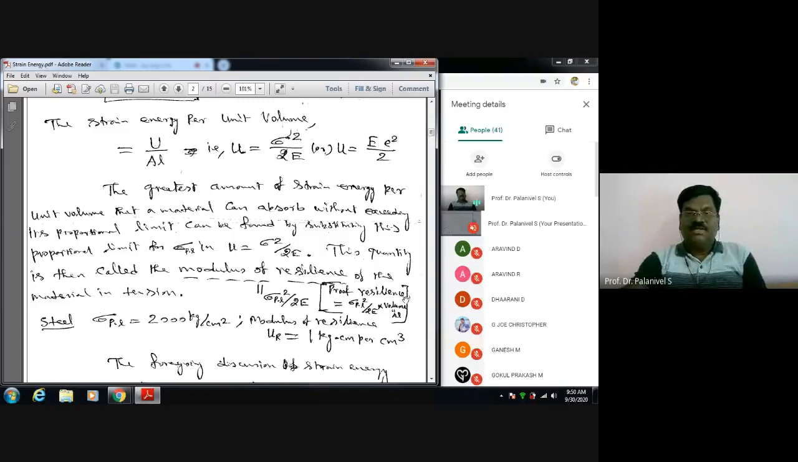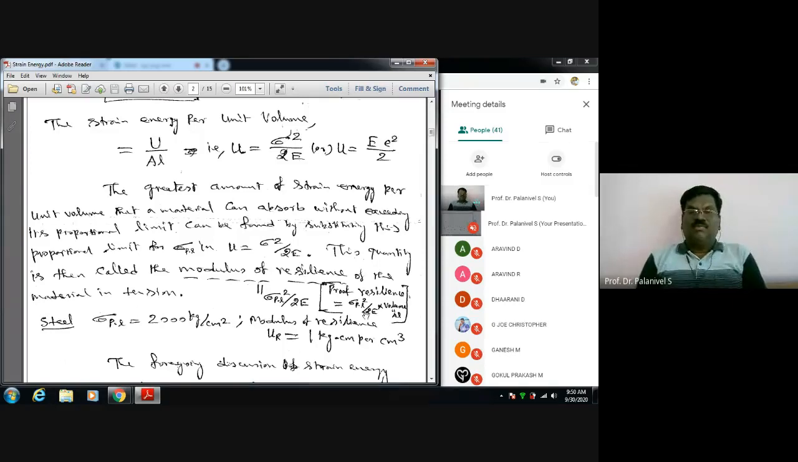How do you get it? Sigma P suffix PL means proportional limit, the sigma value at proportional limit, the stress in the body at proportional limit. Sigma square divided by 2E, that is modulus of resilience, into volume AL. Volume of the body is AL. If you again multiply it by volume, that is called proof resilience.